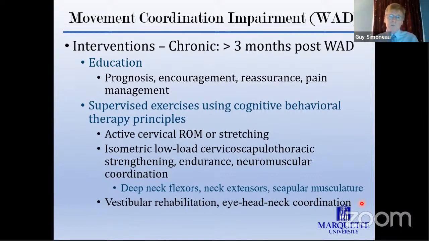any deficits we see in terms of the key musculature of the neck, like the deep neck flexors, the neck extensors, the scapular musculature. We should still address vestibular rehabilitation, eye hand neck coordination. So if you know vestibular rehab, to be in there, but also incorporate your pain neuroscience education, your cognitive behavioral therapy, and all of those features, with the hope that you can make some improvement in many of those people, and that occasionally you are able to have basically that success story.